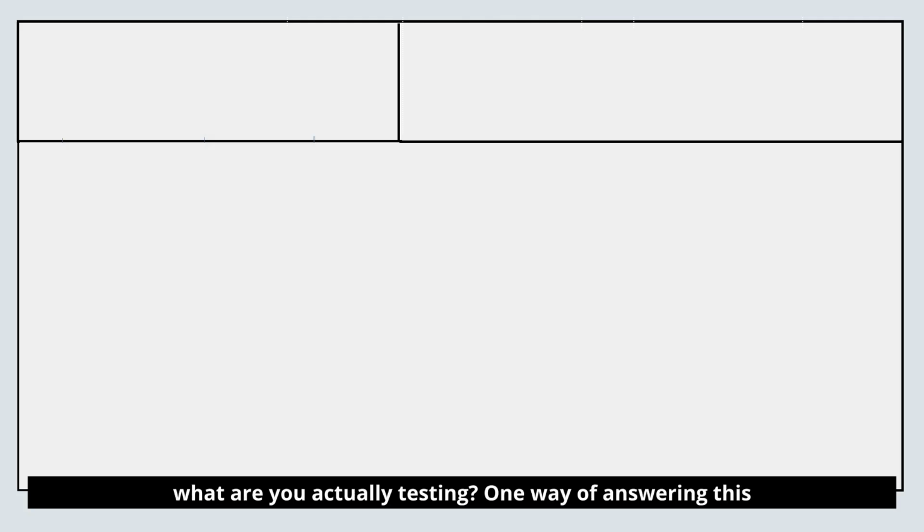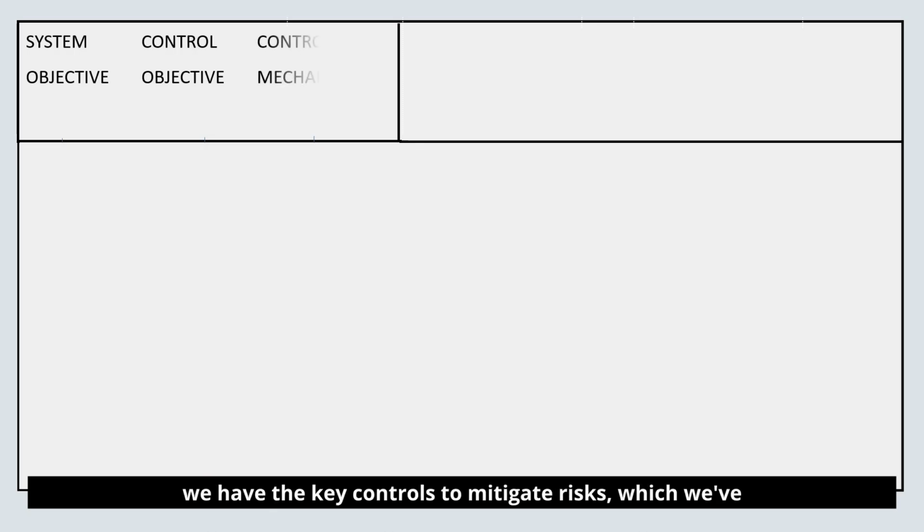One way of answering this question is to define different types of tests. Start with the system's objective in terms of what the activity, team, or project is trying to achieve. Next comes what we can call control objectives. That is achieving system aims, but also ensuring the integrity of information used, that there is no waste or likely fraud and abuse, and all relevant values, laws, and regulations are upheld. Then we have the key controls to mitigate risks, which we've called control mechanisms.